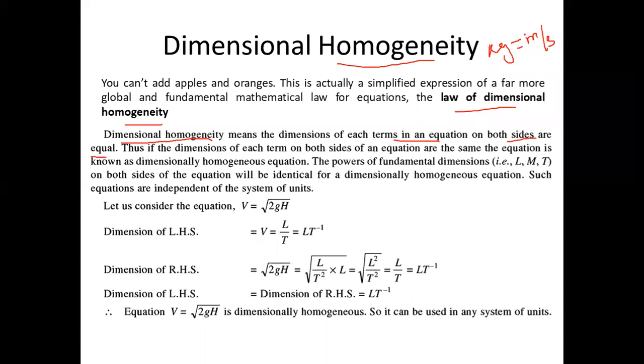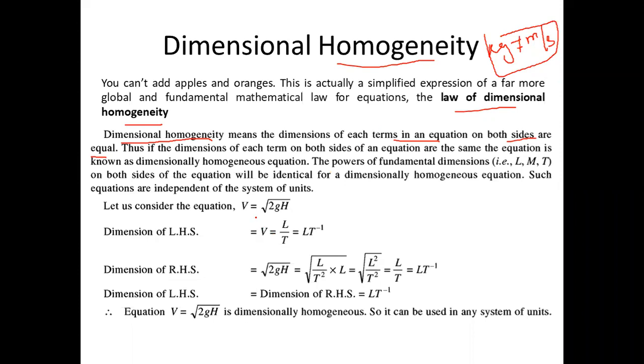Dimension of each term on both sides of the equation should be the same. I cannot compare kg with mass per second or meter per second. So this is a wrong comparison; this is not dimensional homogeneity. For dimensional homogeneity, both sides of the equation should have the same dimensions. Am I clear? Yes sir.